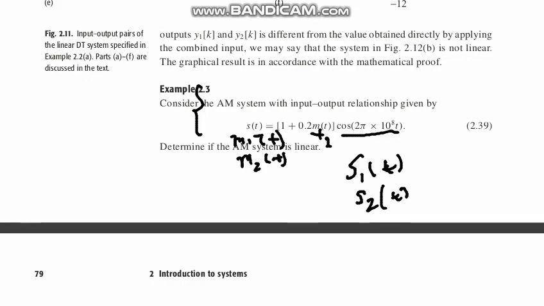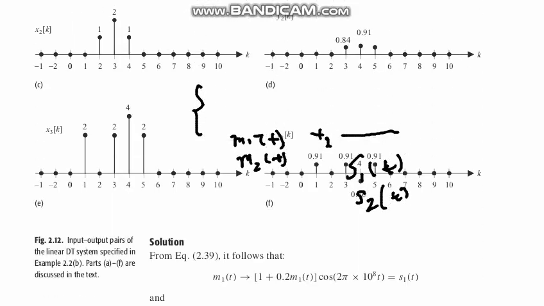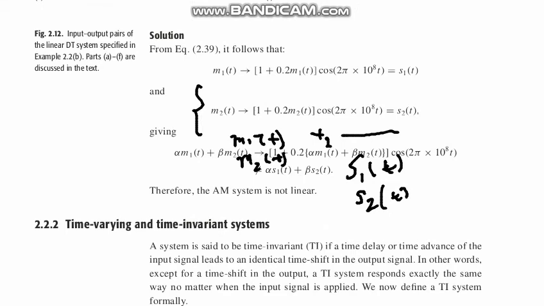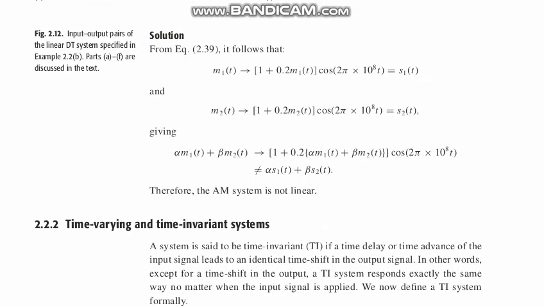Now s1(t), s2(t): just put the value on the left-hand side, alpha m1(t) plus beta m2(t). After doing this, it will be alpha and beta. Just calculate it and take the common part, alpha m1(t) plus beta m2(t), which is unchanged here.